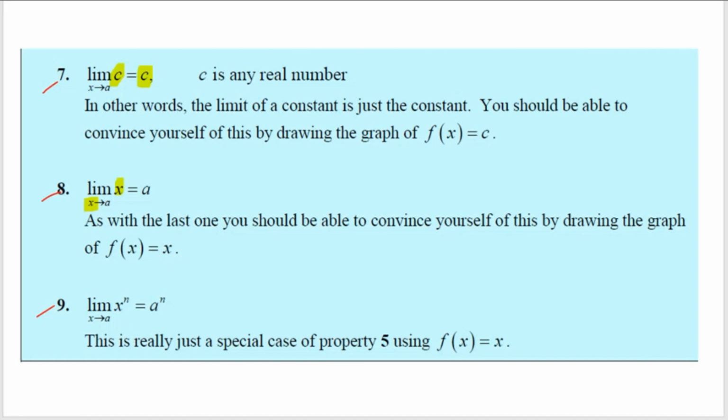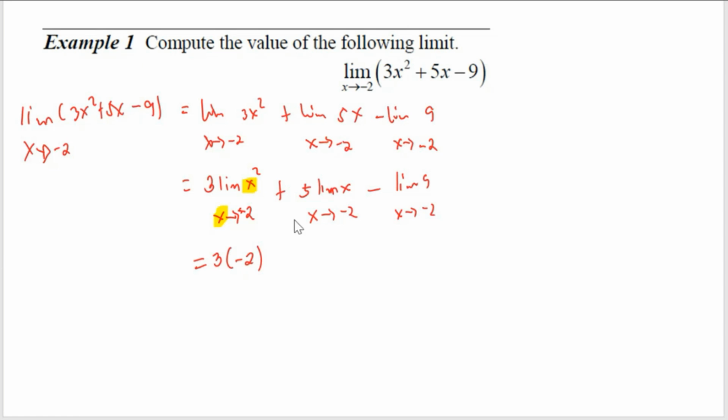Next, for the second term, I have plus 5 times the limit of x as x approaches negative 2. Since the limit of the given as x approaches negative 2 is also negative 2, we have plus 5 times negative 2. Now for the third term, I have the limit of 9 as x approaches negative 2.